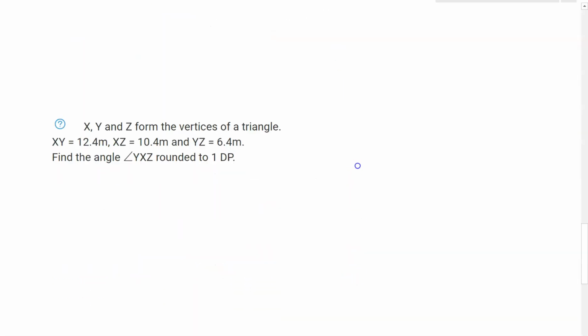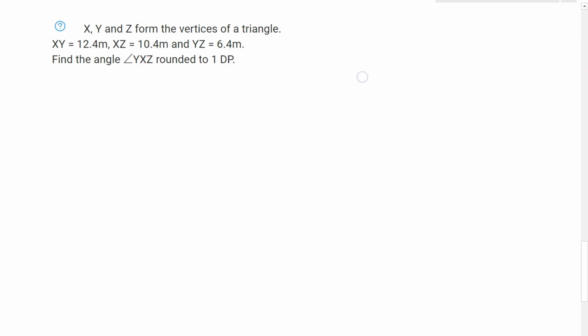Okie dokie. These are the ones finding the angles. So again, I'm going to start with a sketch. It doesn't matter what it looks like. I'm going to start with X, Y, Z.